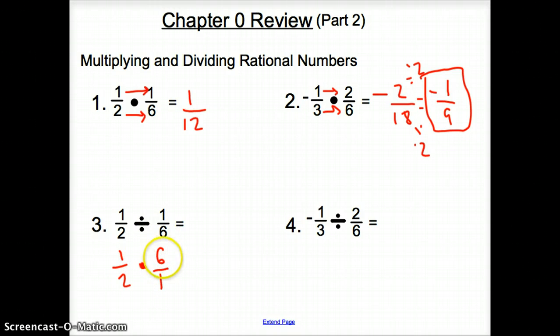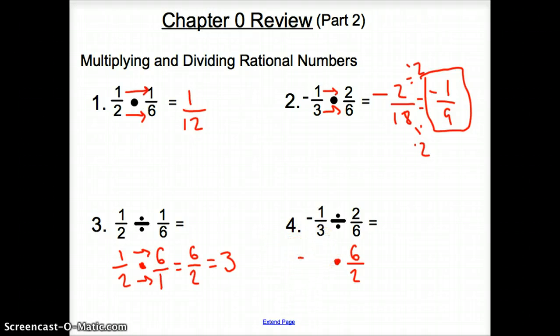then we multiply. When we multiply, we go straight across the top and the bottom, so we have 6 over 2. Can 6 over 2 be simplified? Yes, it can. 6 over 2 is simplified to 3. Same thing with number 4. We are dividing fractions. We want to flip the second fraction and multiply.